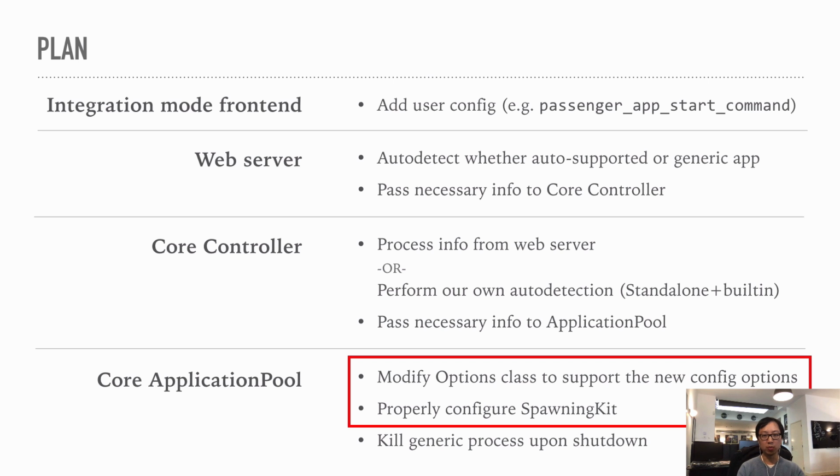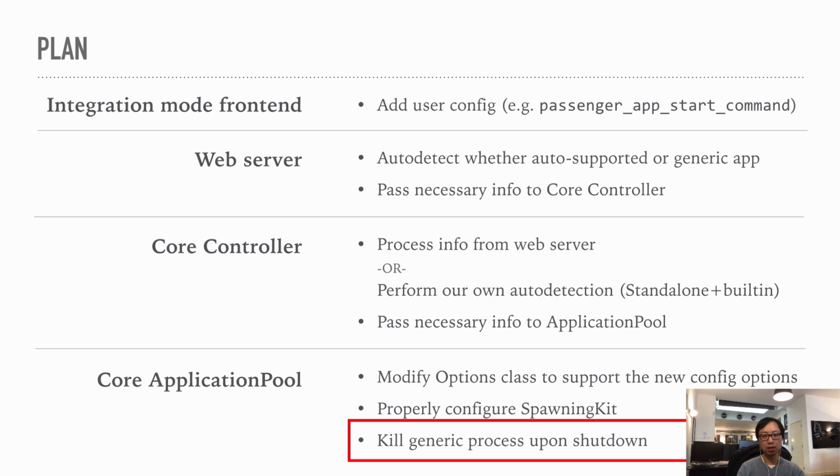Next, we're going to modify the application pool to tell Spawning Kit whether to use the auto-supported spawn flow or the generic spawn flow, along with the associated start command. And various data structures in the application pool also need to be updated in order to accommodate all this new information. Finally, we need to ensure that generic processes are properly cleaned up.